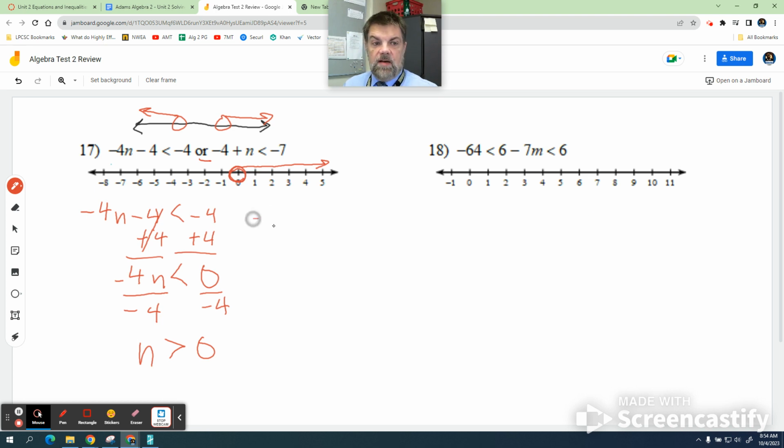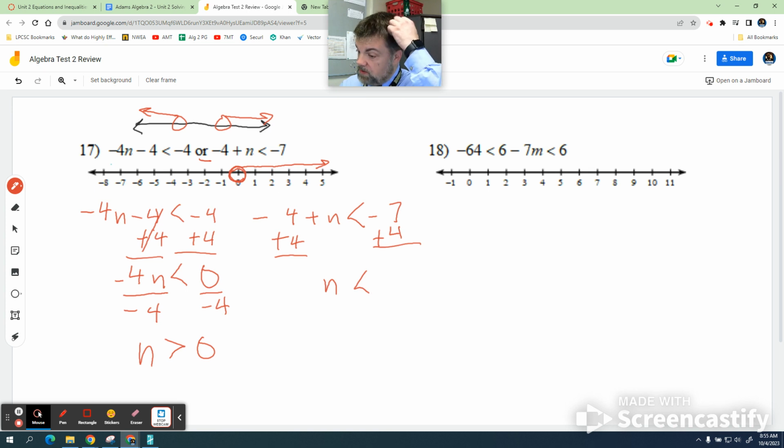So over here, I'm going to say negative 4 plus n is less than negative 7. Again, I add 4 to both sides. 4 minus 4 is 0, so I'm just left with n. What's negative 7 plus 4? Negative 3, right? So let me write down negative 3.